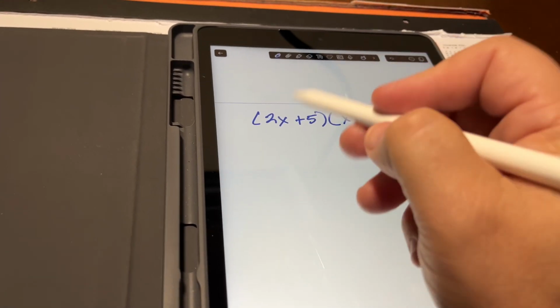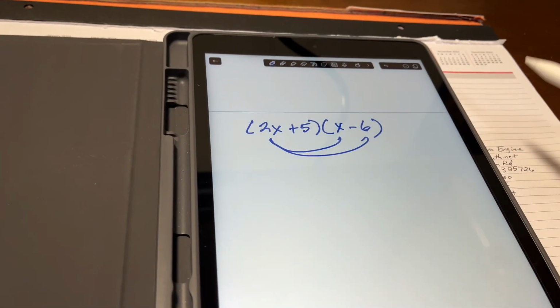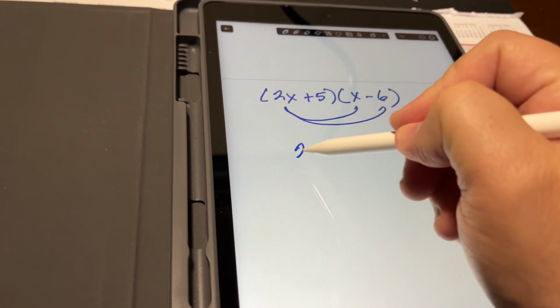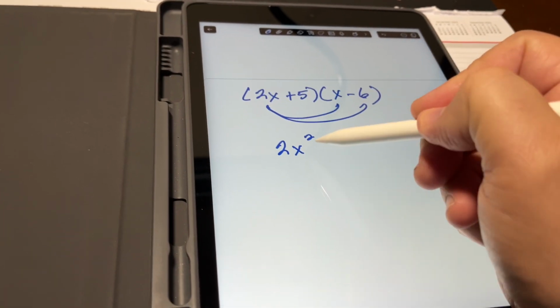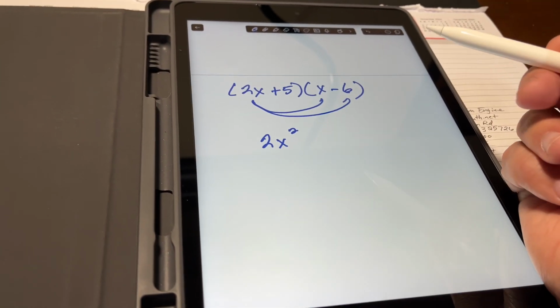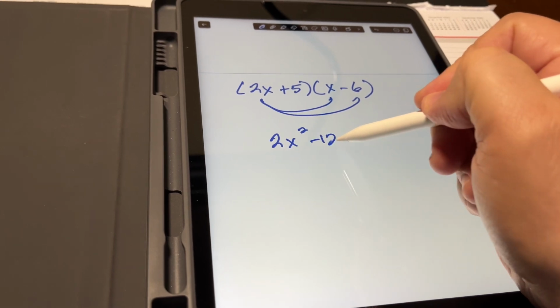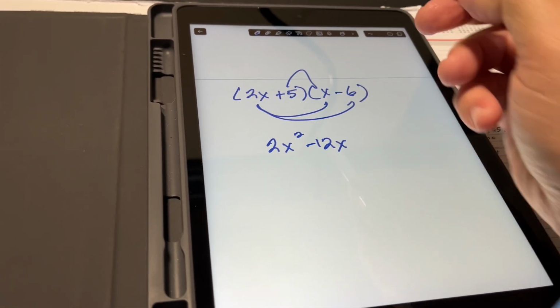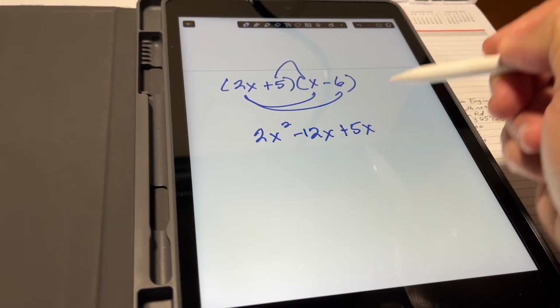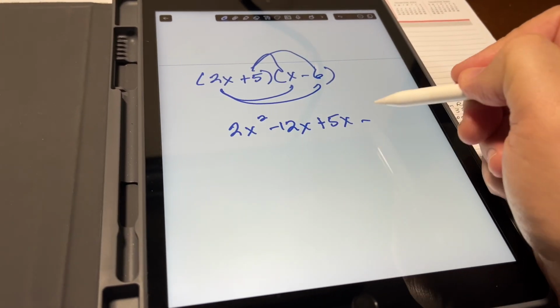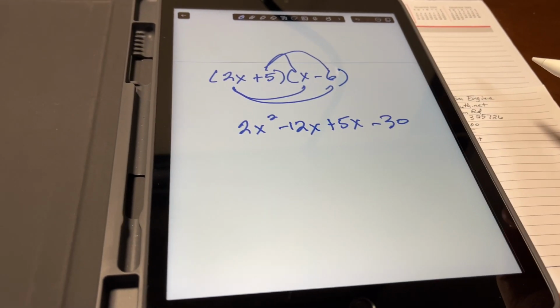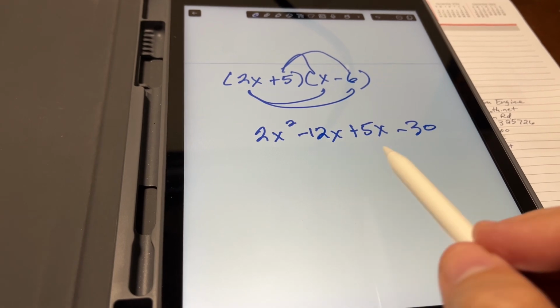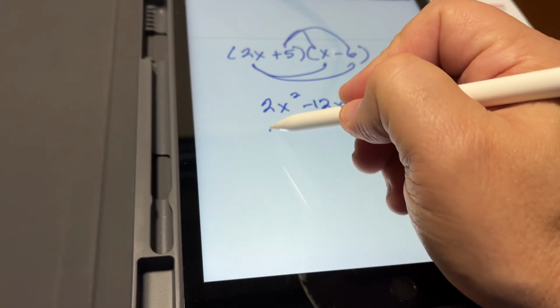Something like this. So I'm going to take this and distribute it. I like to draw these lines. So 2x times x is 2x squared, 2x times negative 6 is negative 12x, 5 times x is 5x, and 5 times negative 6 is negative 30. And then I can come back and combine these together because they're like terms.